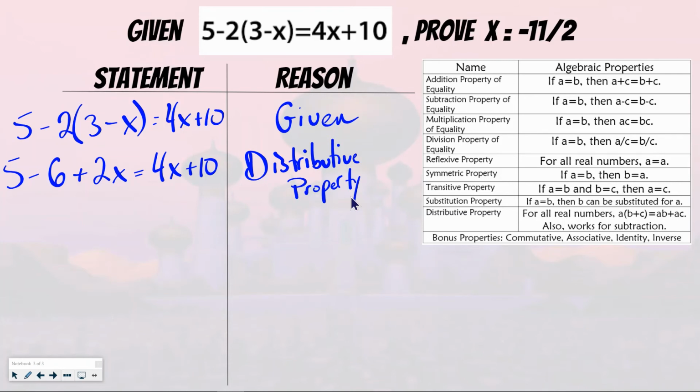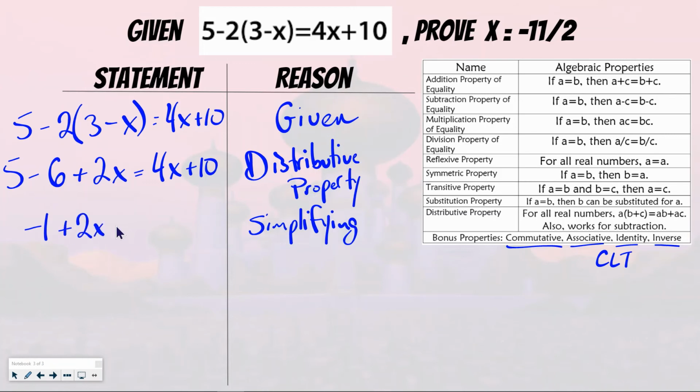Then I'm going to combine my terms on the left side. When you do this, you can call this simplifying. For right now, I'm comfortable giving you this a little bit of skipping of logic. Anytime you're using commutative, associative, identity, or inverse, or combining like terms, I'm okay with you just calling that simplifying for our purposes. So we're going to subtract those and get negative 1 plus 2x. And now from here, it's going to look very similar to the previous one. I'm going to cancel out this negative 1. I'm going to add 1 on both sides. So I'm going to do plus 1 there to cancel that out.